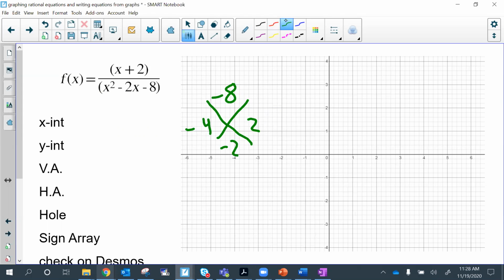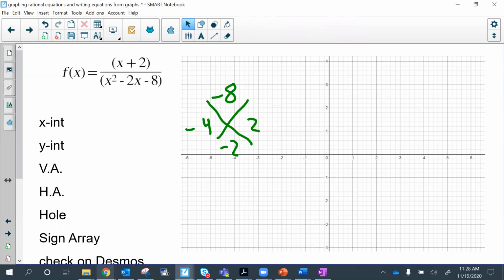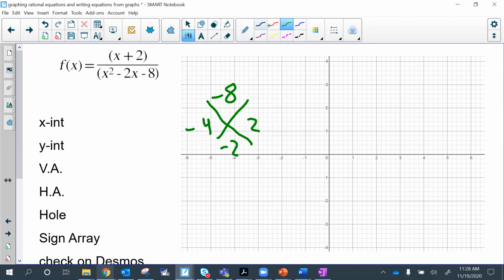So excellent. So when I rewrite this, let's move that up a little bit. When we rewrite this, we're going to get x plus 2 over, and then I get x minus 4 and x plus 2. All right, thanks, Maddie.